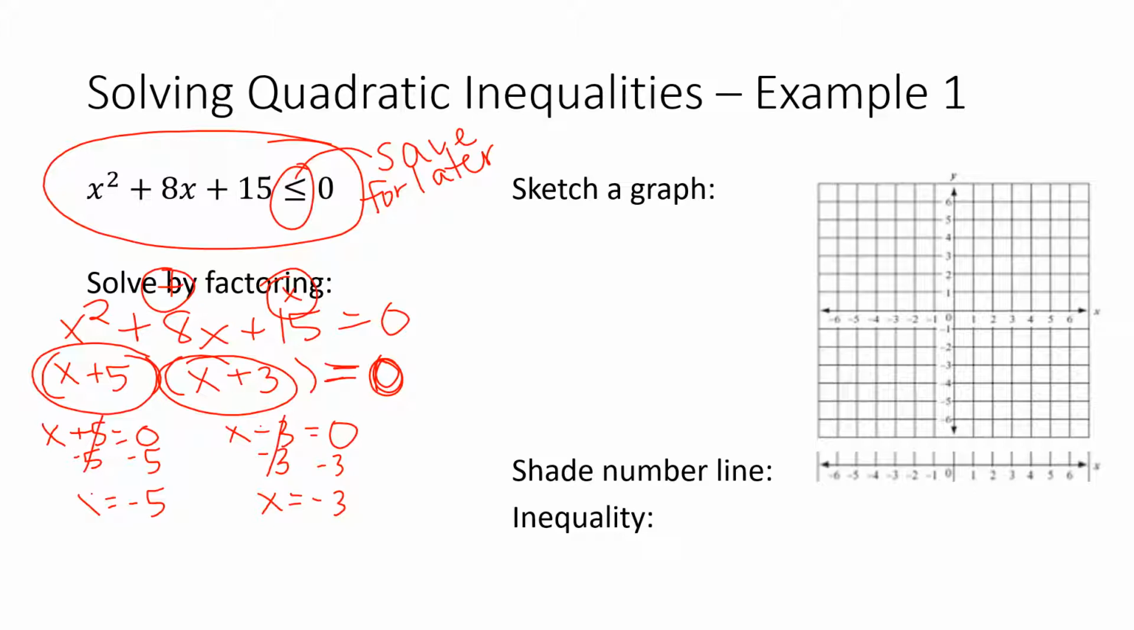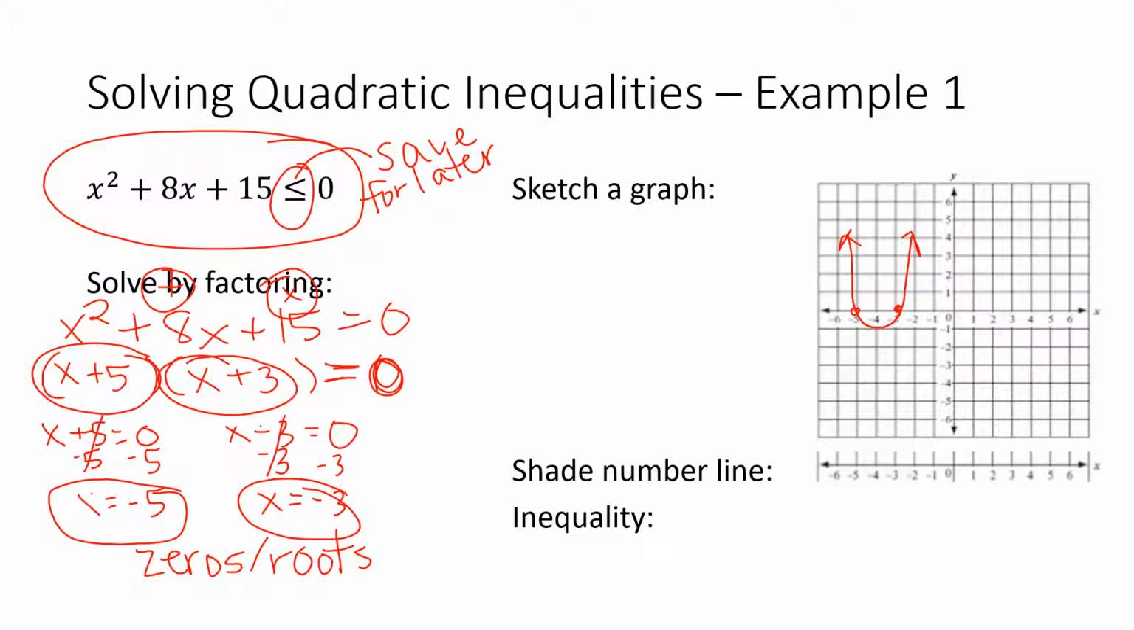Now, as far as graphing goes, we know that these two values right here, these are called the roots or the zeros of the graph. That's where the graph is going to cross the x-axis. So I'm going to put those points on our grid over here. We cross the x-axis at negative 5, and we cross the x-axis at negative 3. And we're looking at a parabola here. In fact, we're looking at a parabola that points upward, so it would be something that looks like this.